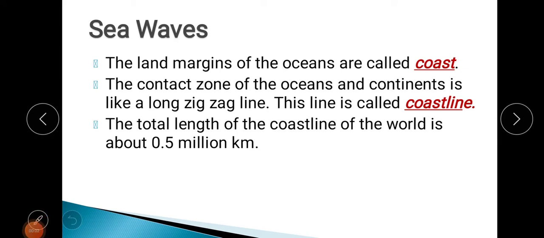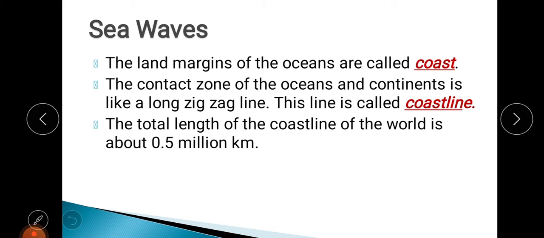Good morning, students. Today we will continue the rest part of this chapter, changes of the Earth's surface. We have discussed in our earlier videos some of the exogenic factors: rivers, glaciers, wind. Today we will discuss another important exogenic factor, that is sea waves.